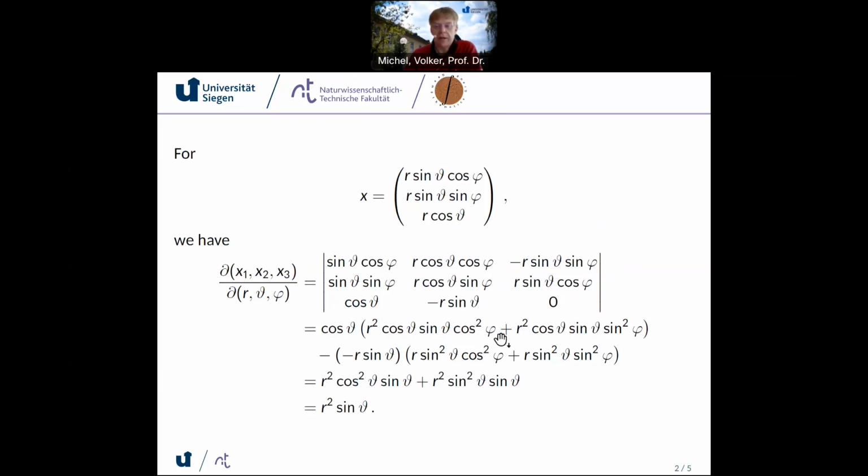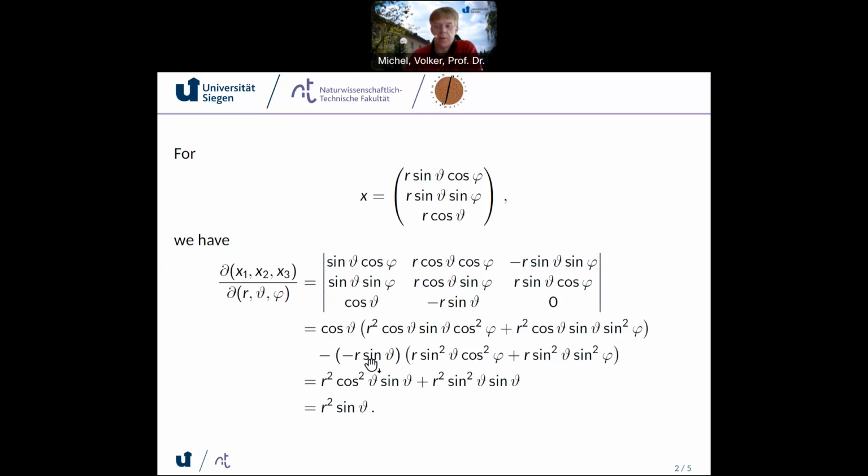Then again, you have to collect the terms in the first line. Here you have cosine square and a sine square, and everything else is the same. So you can collect this and say cosine square phi plus sine square phi is 1, which gives you here r square cosine square theta sine theta. And it's similar in the second line. You have a cosine square phi and a sine square phi, which you can collect here, which is again 1. Then you get the r sine square theta.